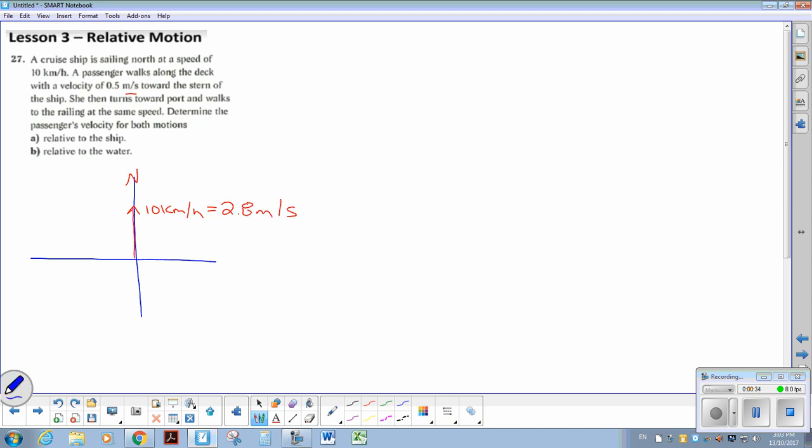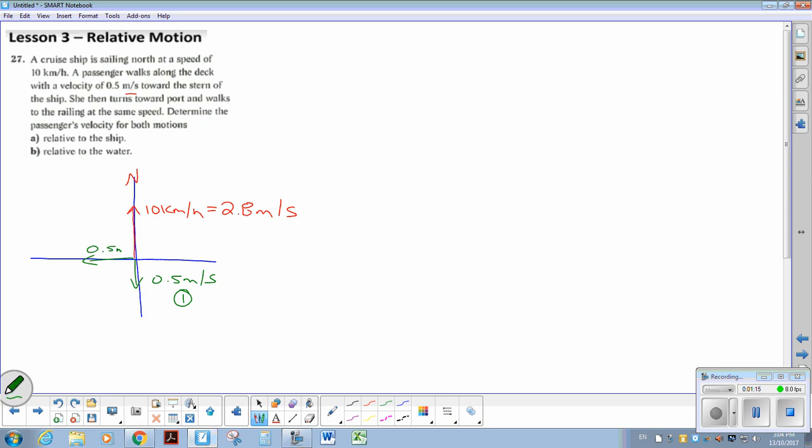A passenger walks along the deck with a velocity of 0.5 meters per second toward the stern of the ship. She then turns toward port and walks to the railing. On a test, I'm not going to use stern and port because I'm not a sailor. For those that don't know, stern is the back of the ship. So she's walking to the back of the ship at 0.5 meters per second. I'll put stage 1, and then stage 2, she turns toward port. Port is left. I remember that because port has 4 letters, and so does left. And she goes at the same speed.